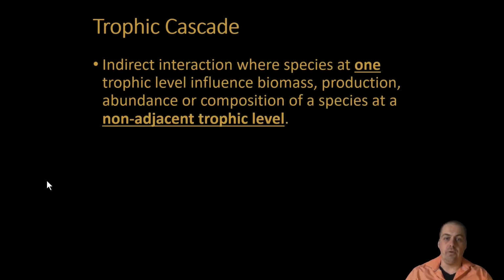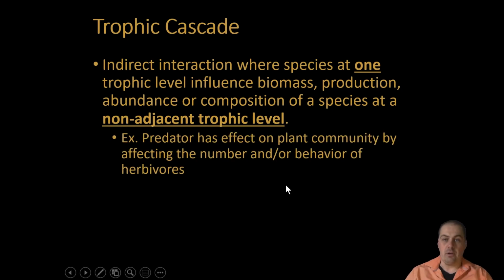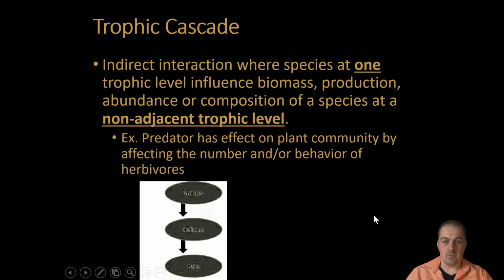So a trophic cascade is an indirect interaction where a species at one trophic level influences the biomass, the production, the abundance, or the composition of another species at a non-adjacent trophic level. So, for example, a predator has an effect on the plant community by affecting the number and or behavior of herbivores. So let's take a look at a specific example.